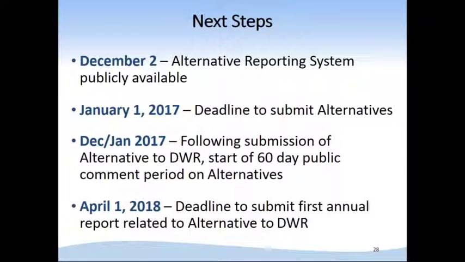The deadline to submit alternatives will be January 1st, 2017. Following the submission of an alternative to DWR, that will start a 60-day public comment period. An important note is that if an alternative is submitted before January 1st, 2017, the 60 days starts from when the alternative is submitted to the department, not from January 1st, 2017. And then finally, the April 1st, 2018 deadline for the first annual report related to the alternative needs to be submitted to the department.